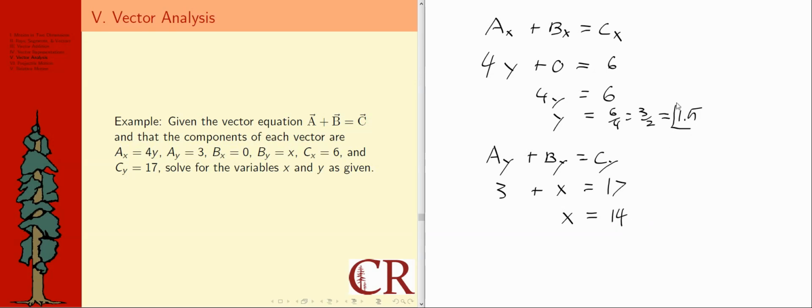So in other words, to make it clear that I've arrived at answers, these two numbers here respectively correspond to the answers for y and x. Let's check that with the answer on the slide. And it looks like, yeah, x is equal to 14 and y is equal to 1.5. So we got it.